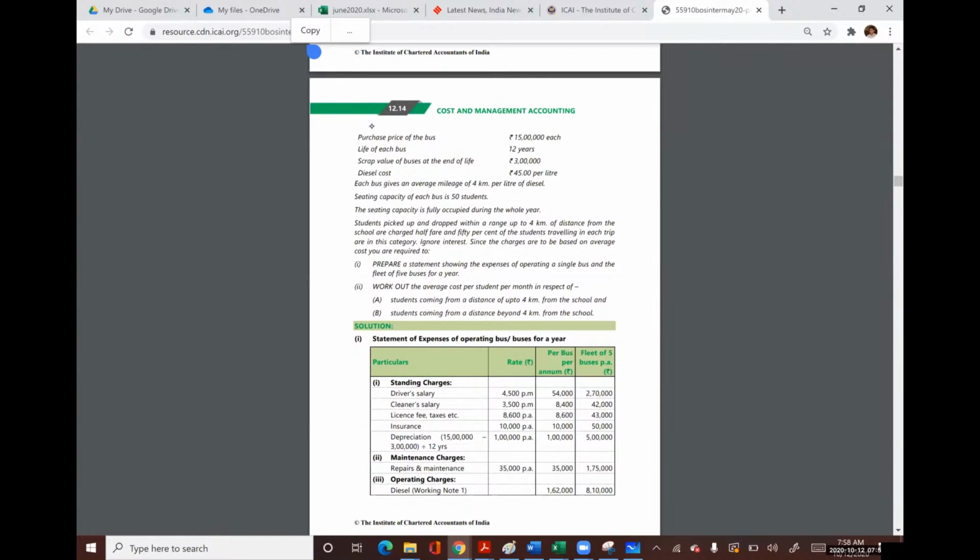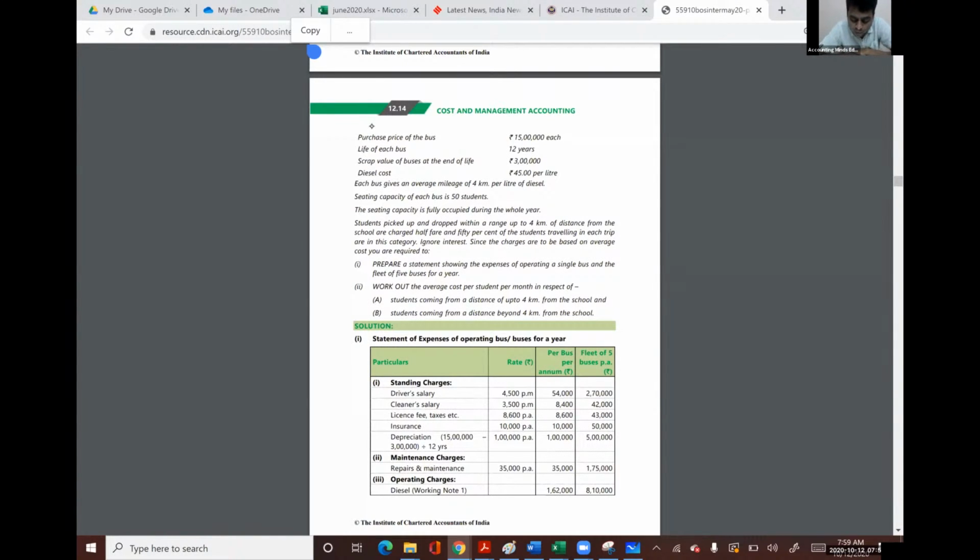You are required to prepare a statement showing the expenses of operating a single bus and the fleet of 5 buses for a year. Now here the cost becomes very, very important. Why the cost becomes very important is that the business is not related to transport. The business is related to school. But however, they are running the buses for the school and they want to recover the cost of transportation of students from the parents, right? So they want to find out what is the cost.